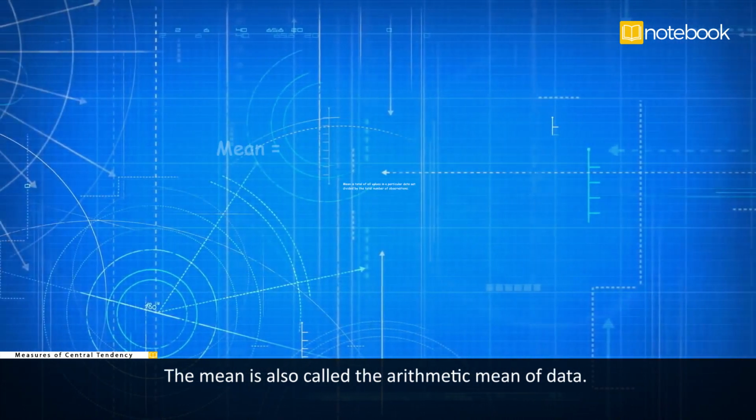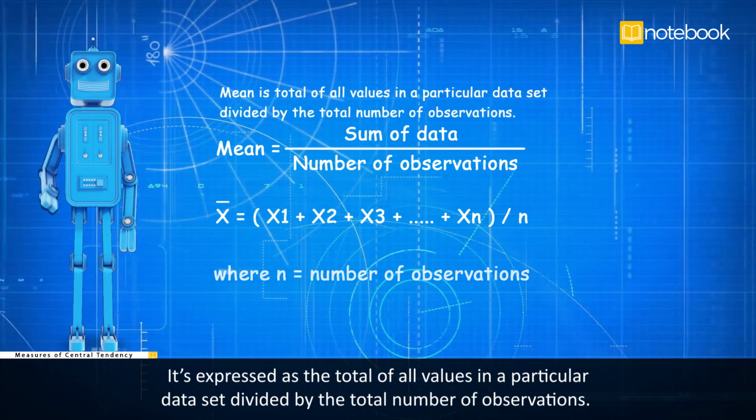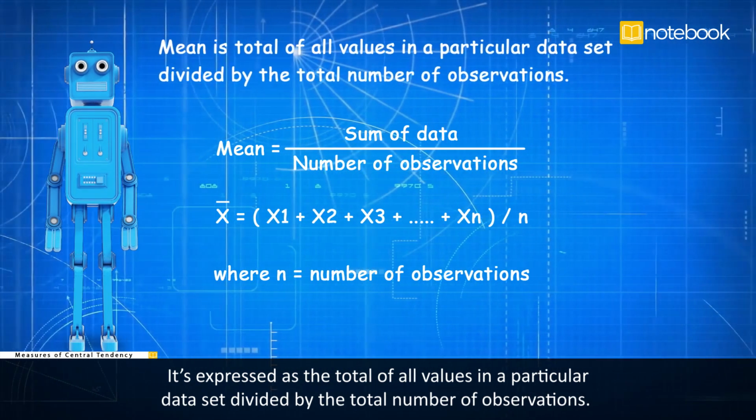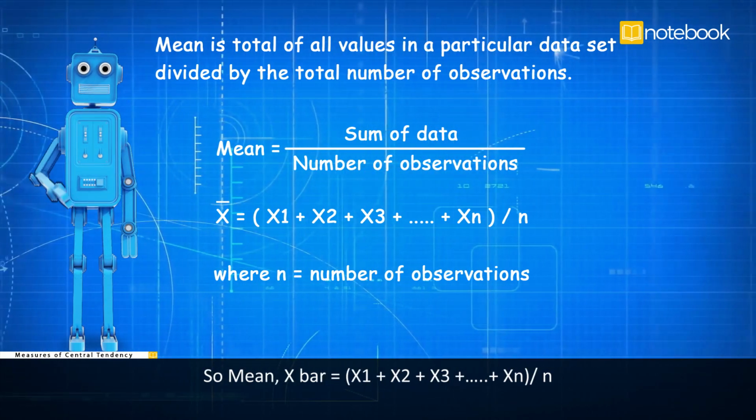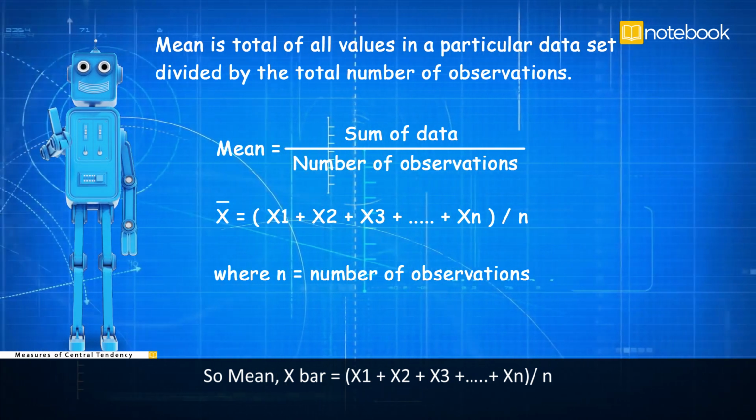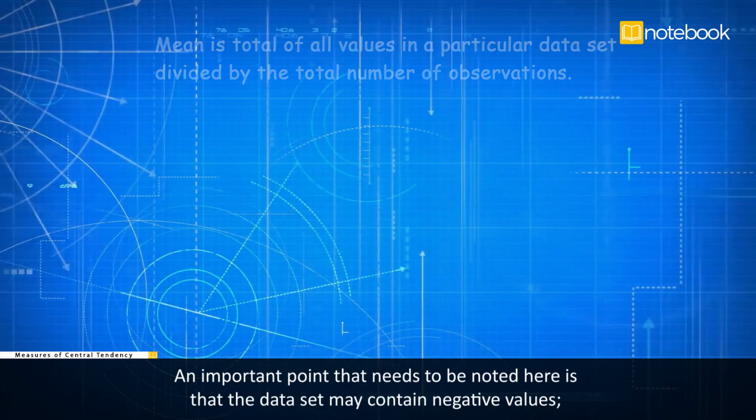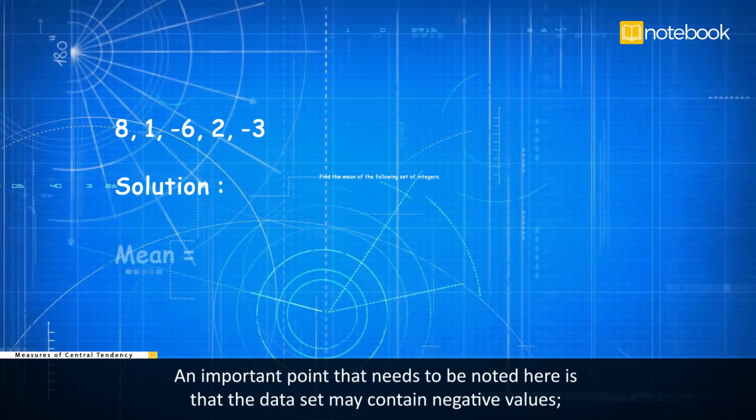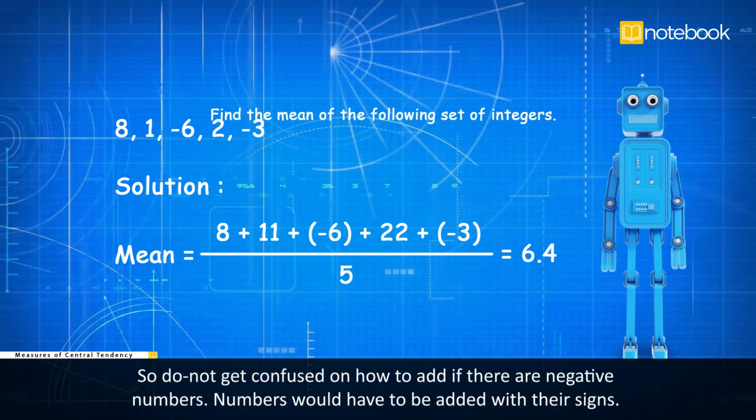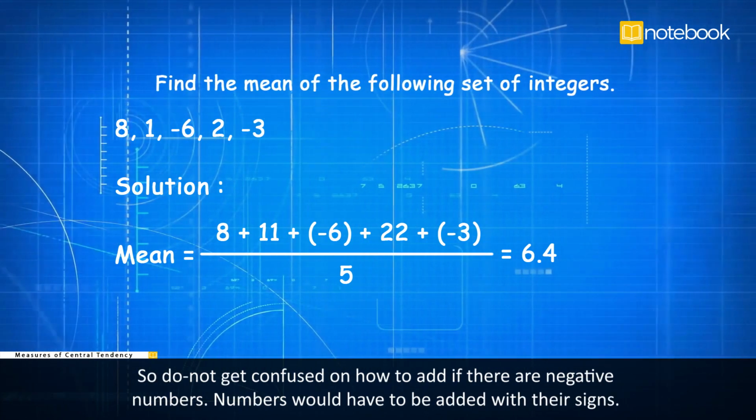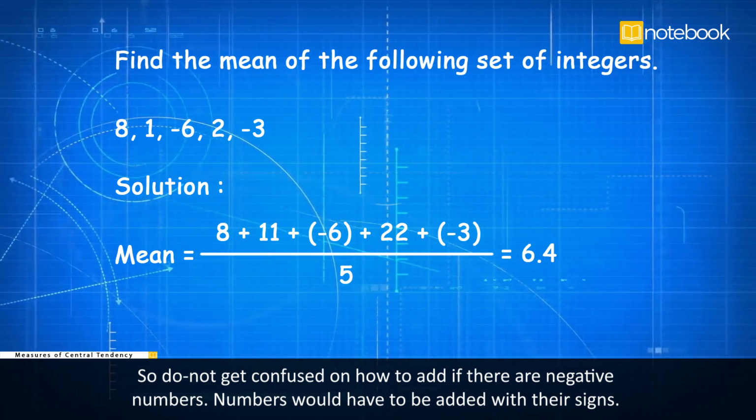The mean is also called the arithmetic mean of data. It's expressed as the total of all values in a particular data set divided by the total number of observations. So mean, x bar, is equal to x1 plus x2 plus x3 up to xn, divided by n. An important point that needs to be noted here is that the data set may contain negative values. So do not get confused on how to add if there are negative numbers. Numbers would have to be added with their signs.